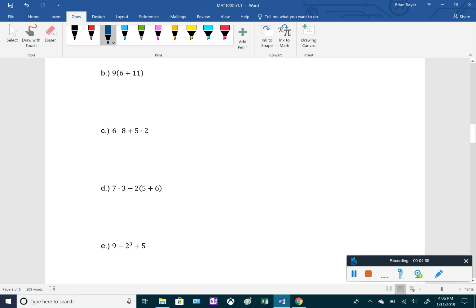Next one, we have 9 times (6 plus 11). So this time we have parentheses. So we have to do the parentheses first. 6 plus 11 is 17. And then 9 times 17 is 153.